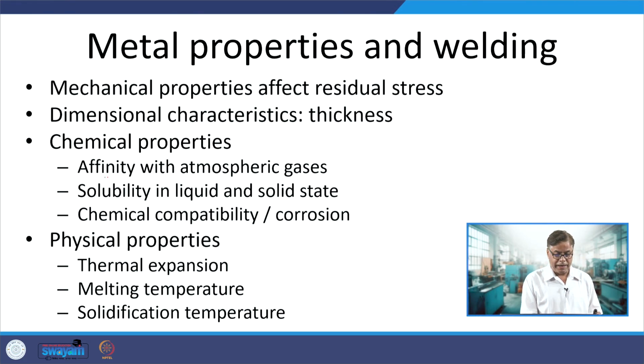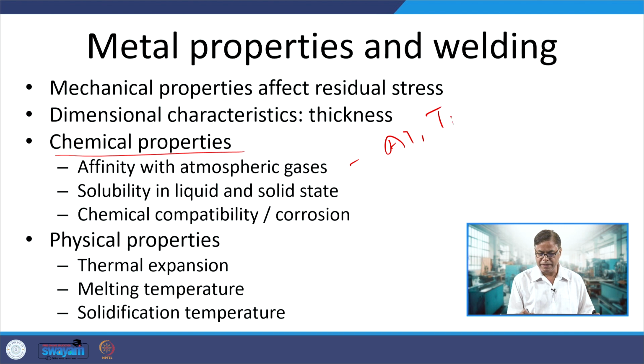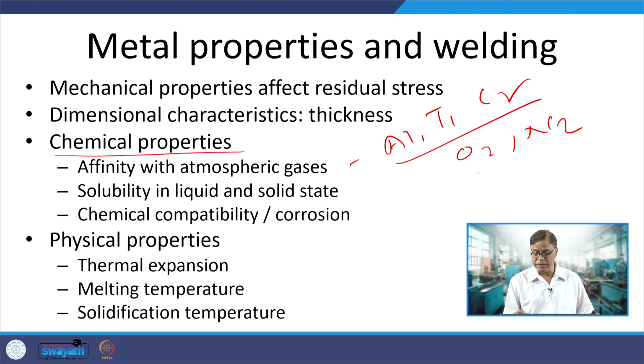Okay. Then, as far as chemical properties are concerned, many metals are very sensitive to the atmospheric gases, like aluminum, titanium, chromium. So, these react with the atmospheric gases very easily, and they form their oxides and nitrides, leading to their presence in the form of inclusions as a weld defect.